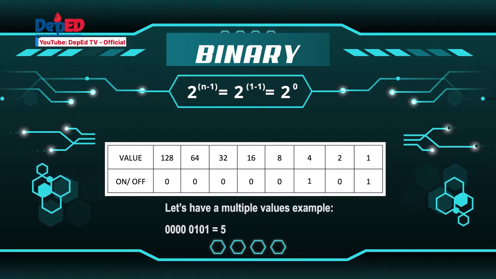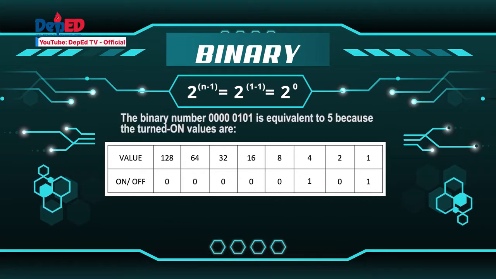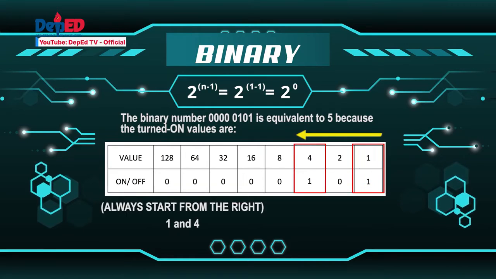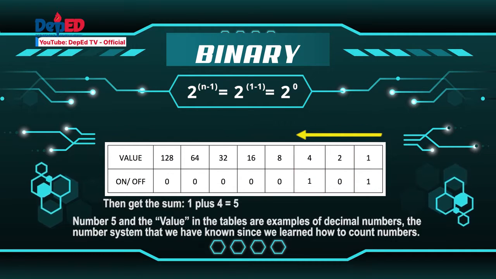Let's have a multiple values example. 0, 0, 0, 0, 0, 1, 0, 1 is equal to 5. The binary number 0, 0, 0, 0, 0, 1, 0, 1 is equivalent to 5 because the turn-on values are 1 and 4. Then get the sum. 1 plus 4 is equal to 5. Number 5 and the values in the tables are examples of decimal numbers, the number system that we have known since we learned how to count numbers.